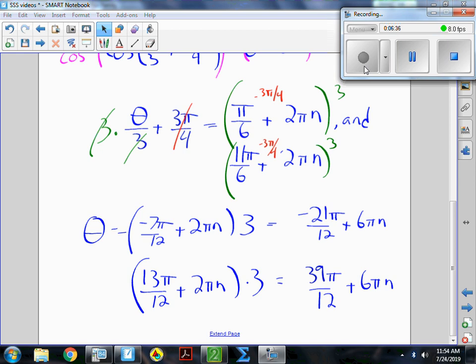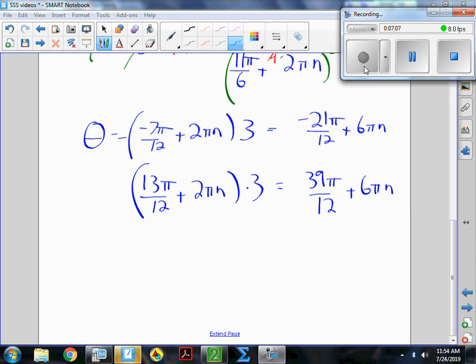39 pi over 12. But those are both outside of the domain from 0 to 2 pi. The first one is between 0 and negative 2 pi, and the second one's between 2 pi and 4 pi. If we add 6 pi n to both of those, it's just going to move it further away. So graphically, theta doesn't equal the value we want anywhere from 0 to 2 pi, and that's why there would be no solution for this problem, or undefined.